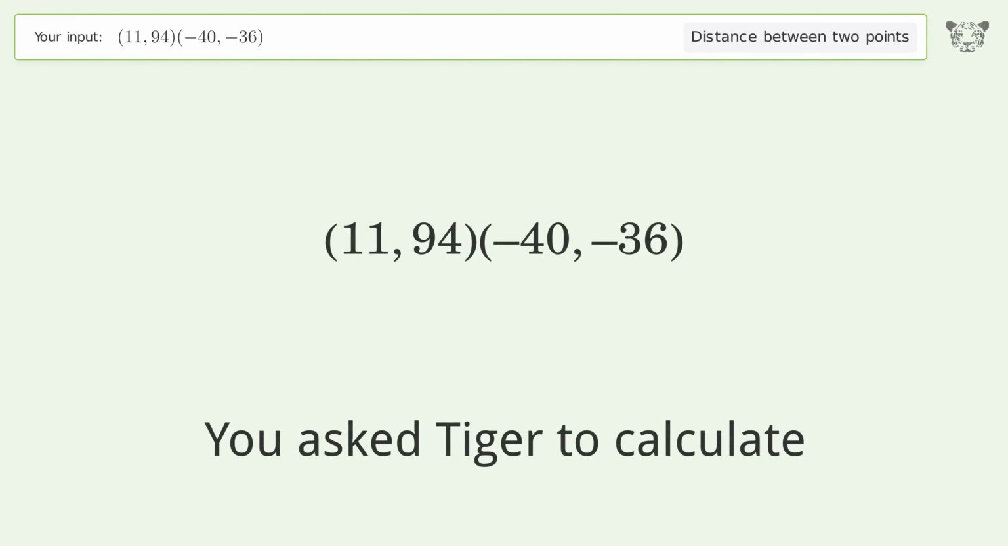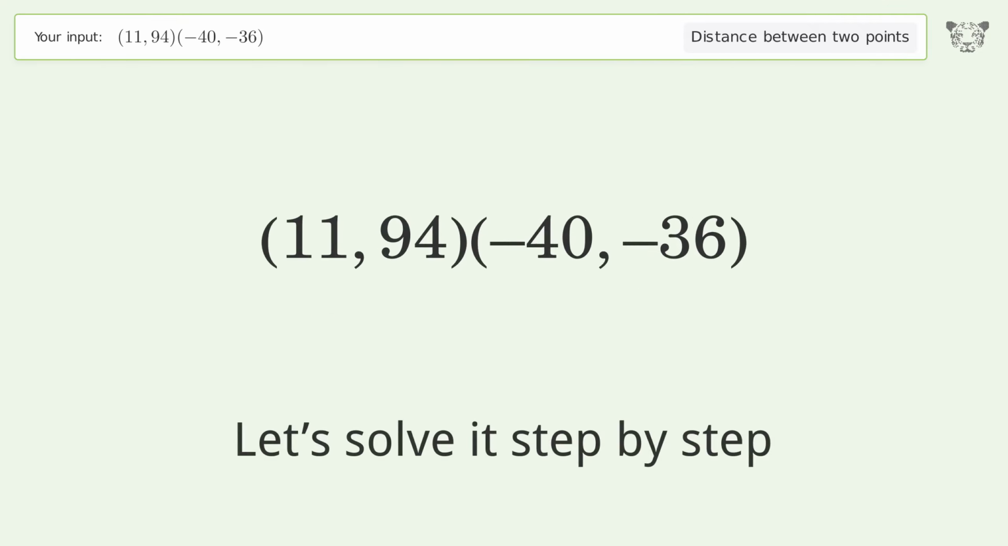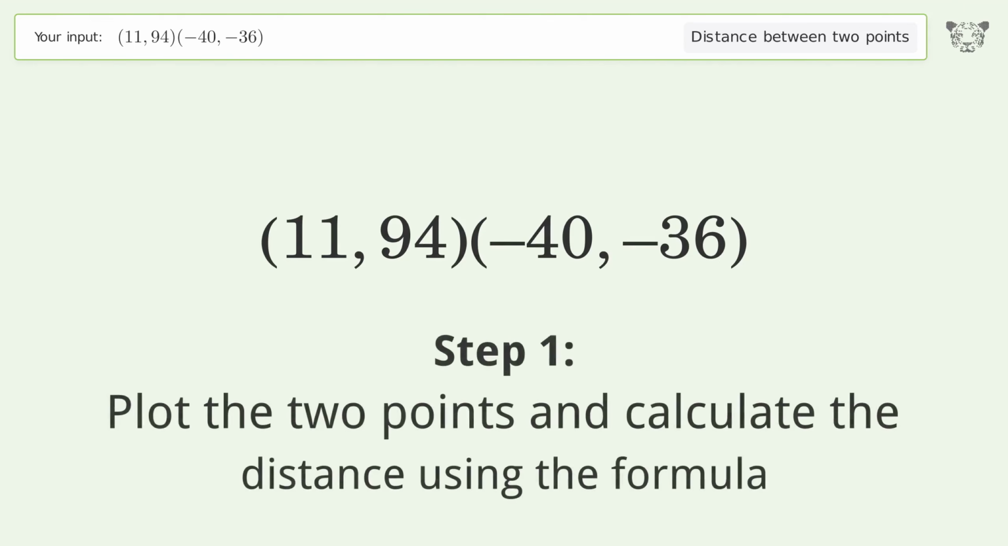You ask Tiger to calculate. This deals with the distance between 2 points. The distance between the 2 points is the square root of 19,501, or 139.646. Let's solve it step by step. Plot the 2 points and calculate the distance using the formula.